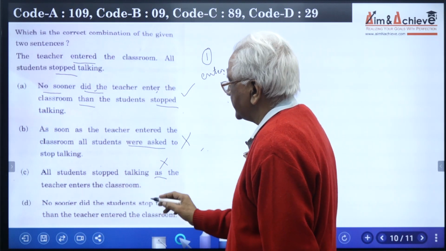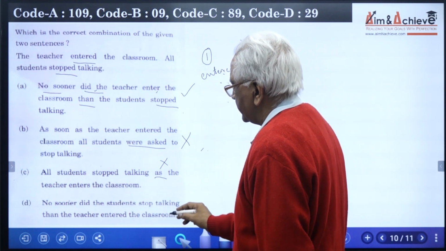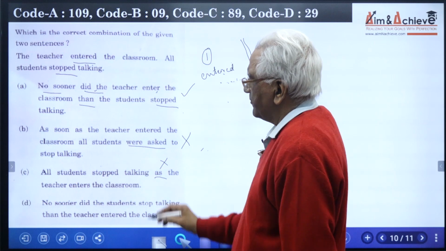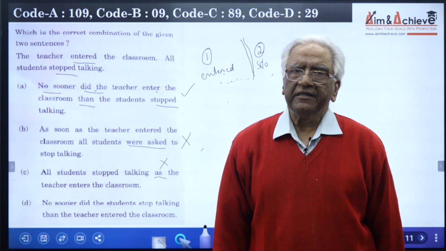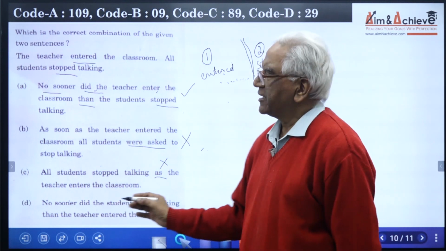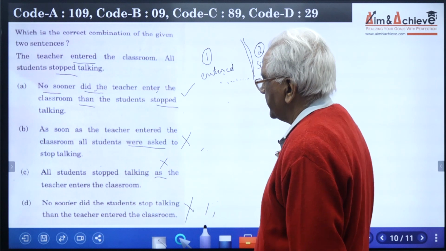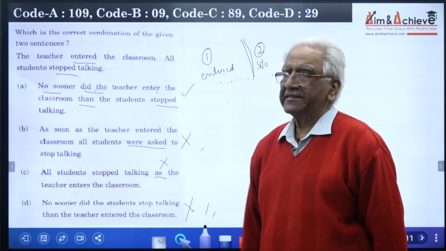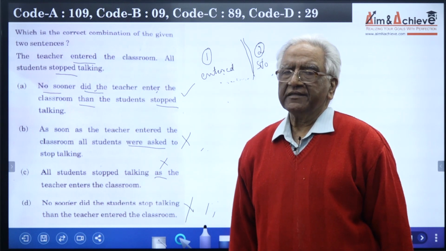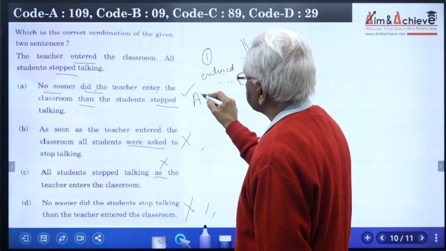No sooner did the students stop talking than the teacher entered the classroom. It implies that first the students stopped talking and then the teacher entered the classroom. This is clearly not the intended sense. So that means grammatically, though it may be right, it does not meet the requirements of writing the same sense of the two sentences combined into one. That means the correct option is A.